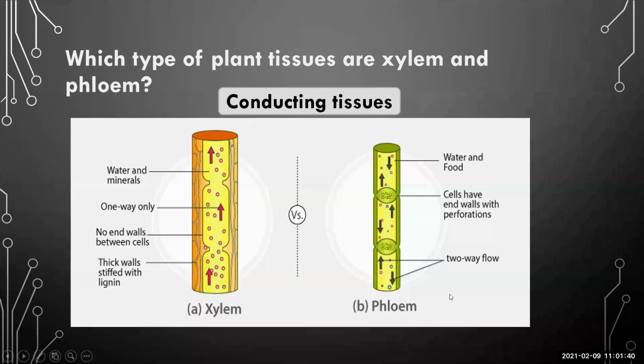So it is a two-way flow, but in xylem there is a one-way flow only, as they absorb the inorganic substances and also water from the soil, and transport the water in the upward direction. But in the case of phloem, whatever food material is prepared in the leaf of the plant, they transport it to each and every part of the plant by the two-way flow.